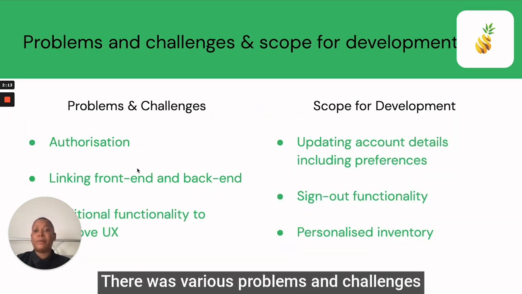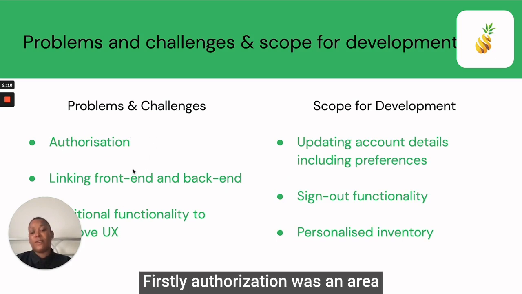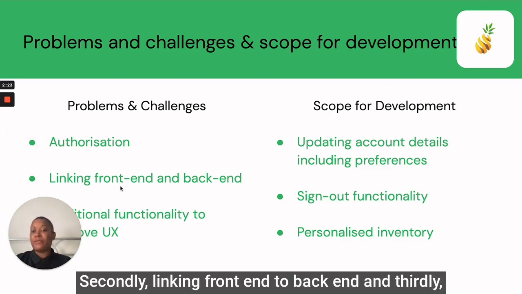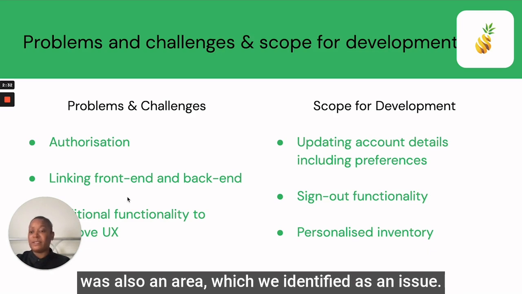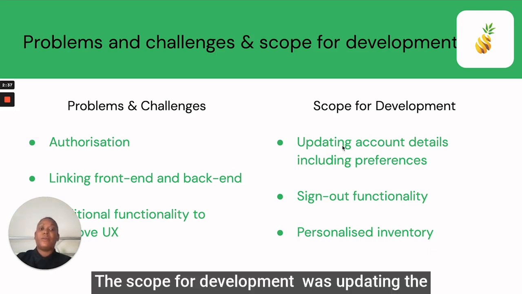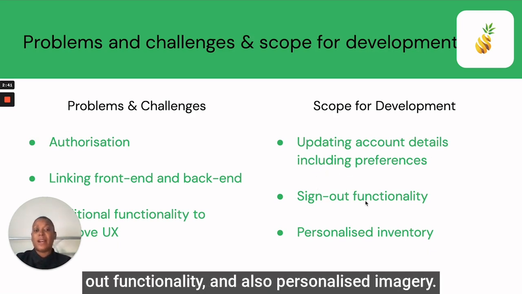There were various problems and challenges and scope for development within the app. Firstly, authorization was an area which we identified as an issue. Secondly, linking front end to back end. And thirdly, additional functionality to improve the user experience. The scope for development was updating the account details, including the preferences, sign out functionality, and also personalised inventory.